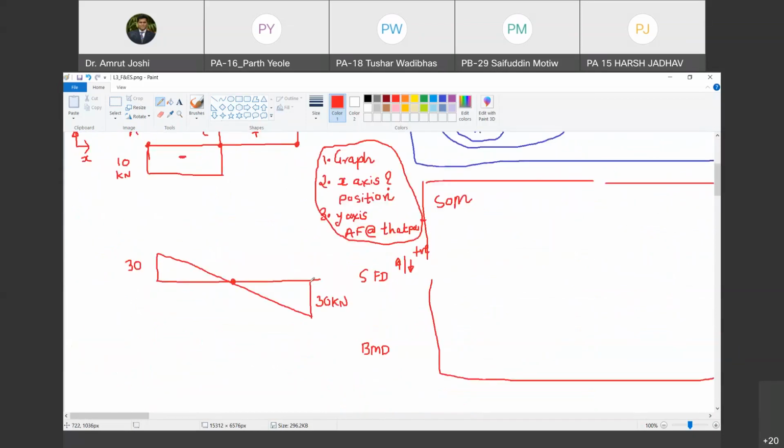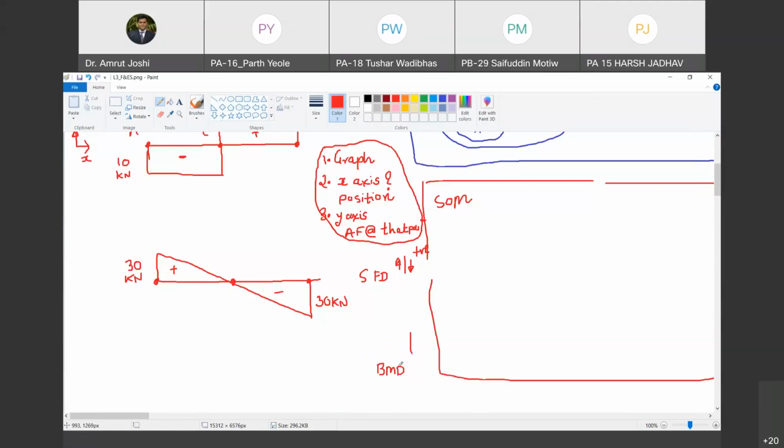These diagrams cannot be open, they need to close. So therefore 30 kilonewton, this 30 kilonewton, this is positive shear force, this is negative shear force. This is how the shear force diagram looks like. Do you agree with me, Parth? Yes, sir. Okay. Now, on similar lines, can you define what is bending moment diagram?